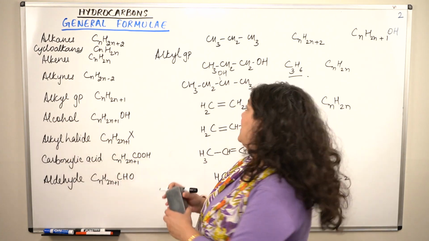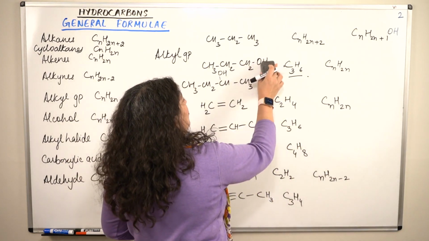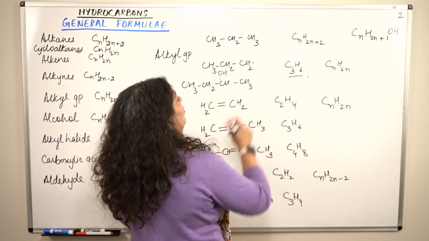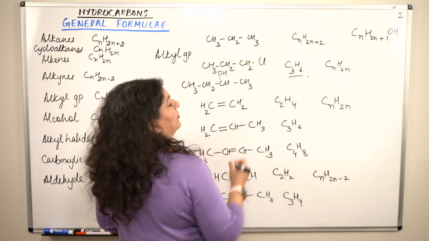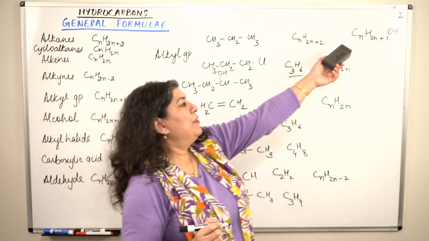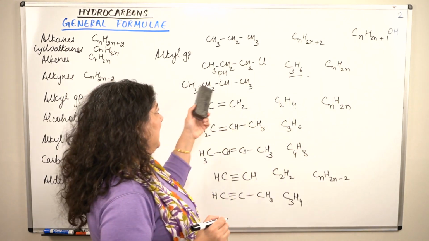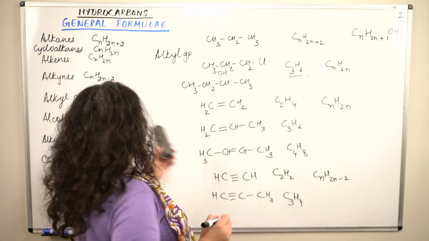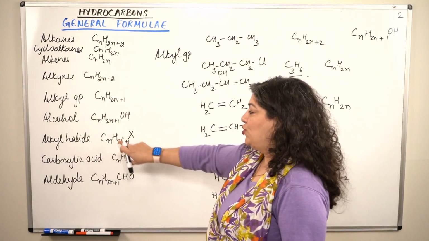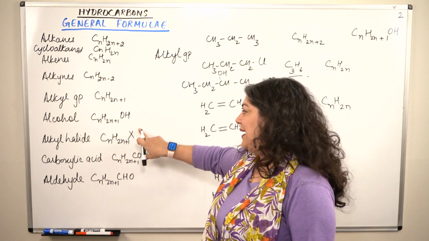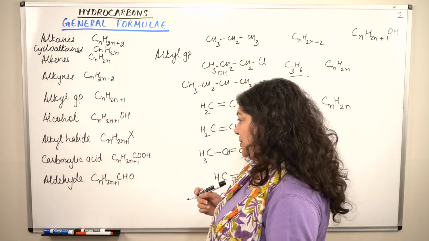For alkyl halides, if instead of OH you have a halogen, chlorine, bromine, iodine adding here, then what will be the general formula of an alkyl halide? It is the alkyl group and the halogen. So the general formula will be CnH2n+1 X, where X stands for a halogen atom.